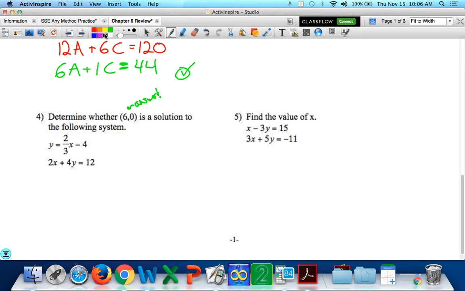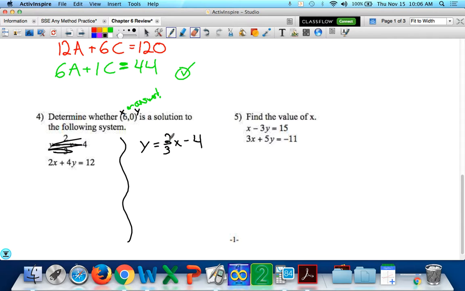How do we do that? Well, this is an X value and this is my Y value, and I'm going to plug it into both equations, not just one, both equations, and make sure it works. Okay, so I'm going to split this problem down the middle. I'm going to put this equation over here, Y equals 2/3 X minus 4. I'm just going to leave this one right here where it is. Okay, oops, didn't even write it down right. 2/3 X minus 4. And I'm going to plug in my point.